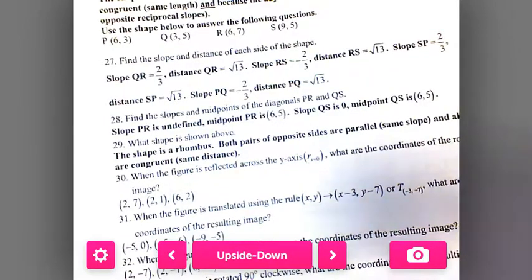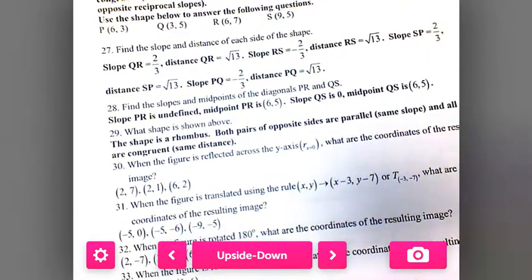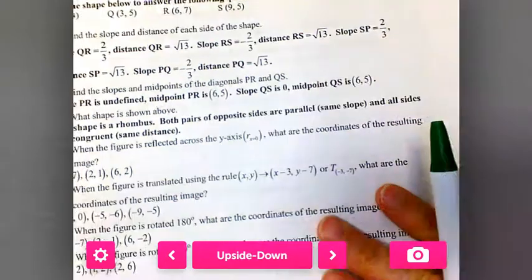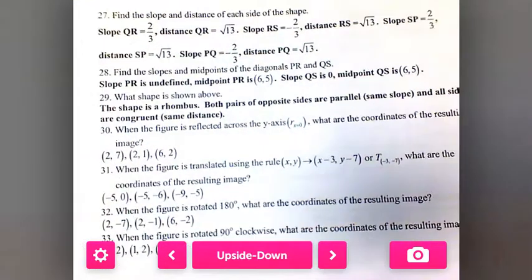Number 28. The slope of PR is undefined. The midpoint is 6, 5. The slope of SQ is 0. The midpoint is 6, 5. Okay. So what shape is shown above? It is a rhombus. Both pairs of opposite sides are parallel, same slope. All sides are congruent, same distance.